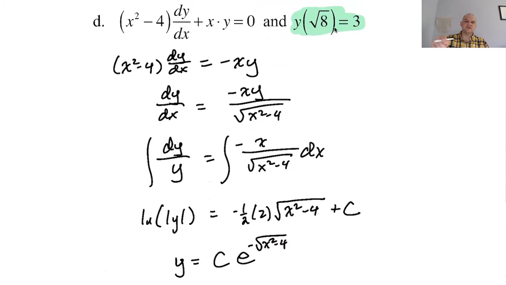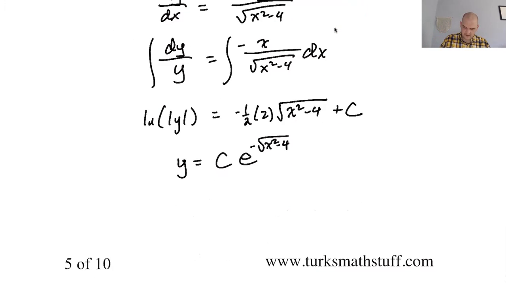Let's use our initial condition. X is √8 and y is equal to 3. So it's 3 is equal to c e to the negative √8 squared is 8. Well, there's a radical here. 8 minus 4 is 4.